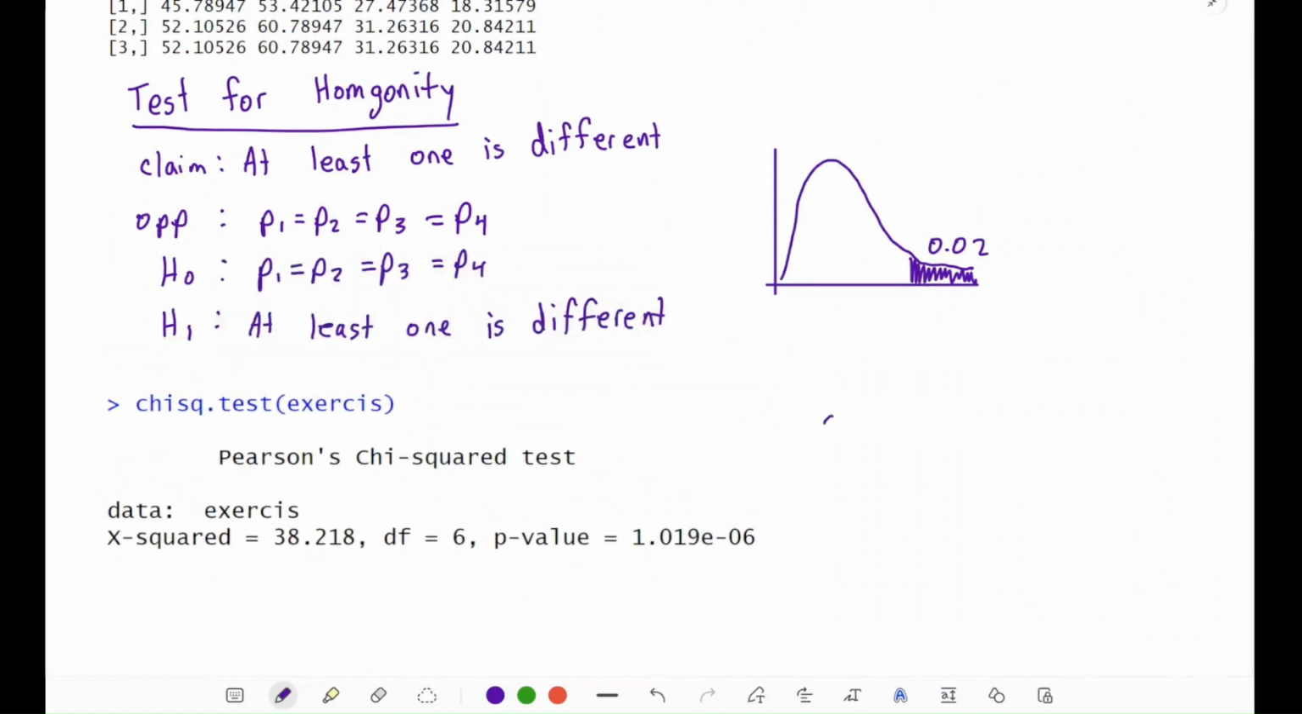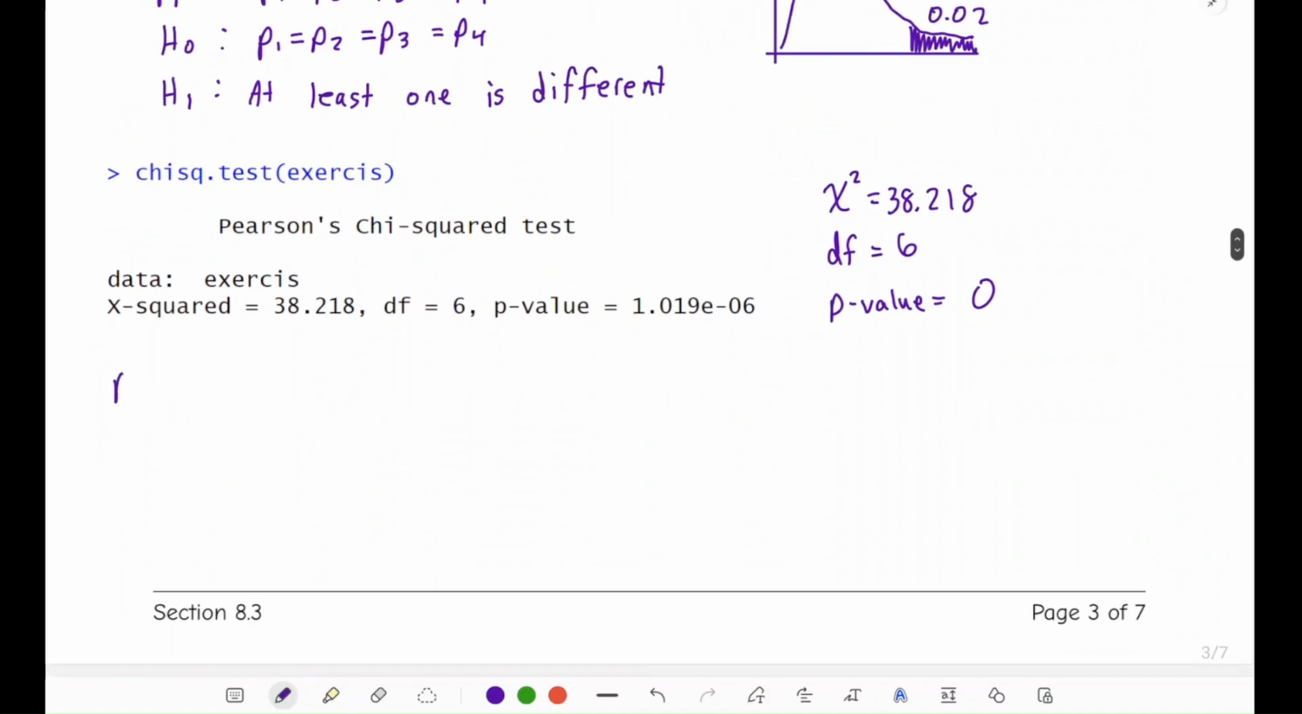So again, our chi-squared value is the 38.218. Degrees of freedom is 6. I'm not going to double check that. That's fine. And the p-value is basically 0. So this time, the p-value is less than alpha. So we reject the null and support the alternative. So if we were doing an ANOVA test, we would then go on and do a pairwise t-test.